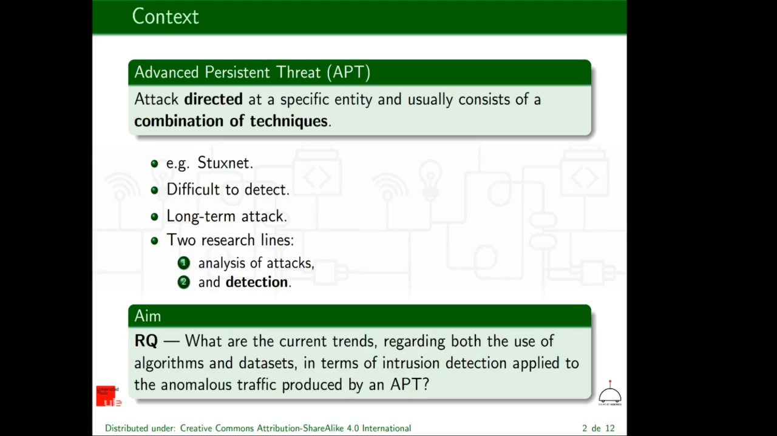This work focuses the study only on the detection of anomalous traffic, with the aim of extrapolating these results for the detection of APT attacks that generate such anomalous traffic in some of its phases, such as port scanning in its data collection phase. Regarding the above context, we aim to answer the research question you can read in the slide.